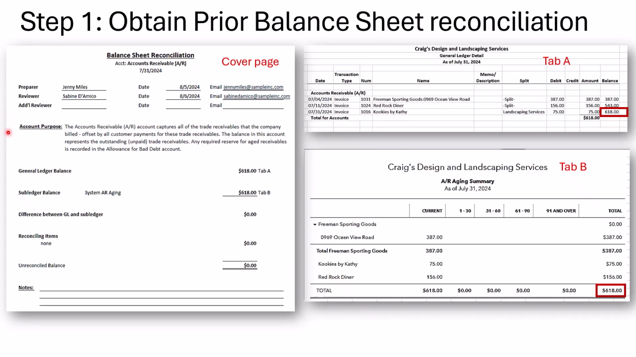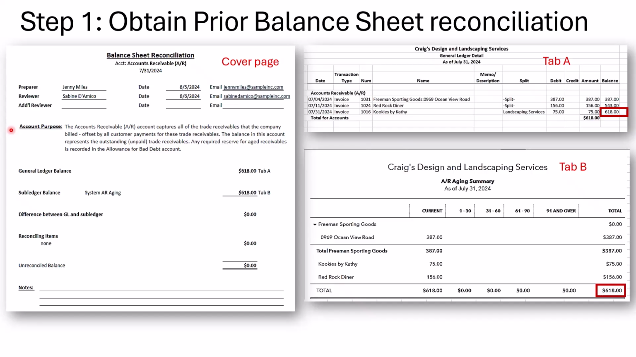Next is the account purpose. For this account, it states the accounts receivable account captures all the trade receivables that the company billed, offset by all customer payments for these trade receivables. The balance in this account represents the outstanding unpaid trade receivables. Any required reserve for bad receivables is recorded in the allowance for bad debt account.